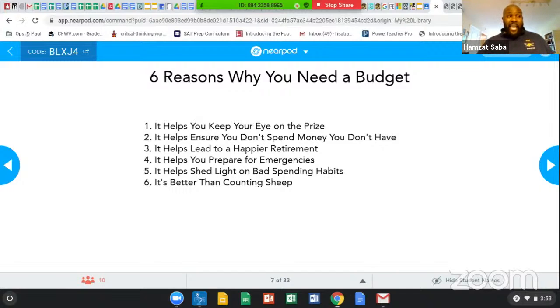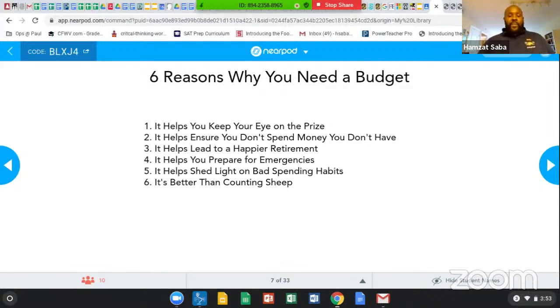Sheds light on bad spending habits. You start focusing and seeing, dang, I spend a lot of money on fast food. Like I need to start thinking about that when I go out now. I need to start being a little bit more cognizant of that and understanding, dang, I shouldn't spend a lot of money on shoes. Maybe I shouldn't buy so many shoes. You start thinking about those things more cognizantly.